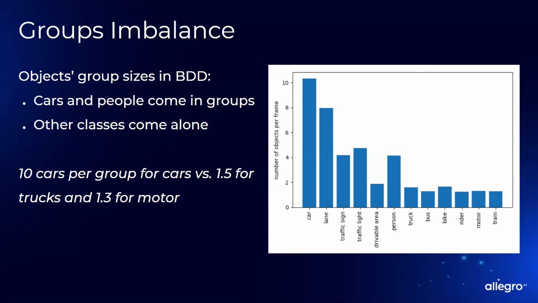But also, there are classes where instances of the same class appear together. If you're on a road, there will be many, many cars, so 10 cars per frame. Or if there are people, there are 4 people per frame. But if you're looking at bikes, you will have only 2 bikes per frame at most. What does it mean?